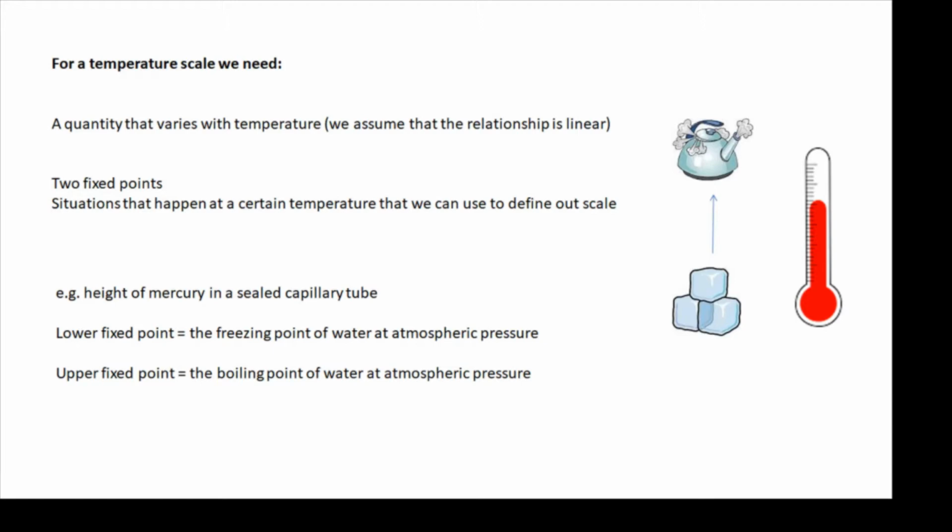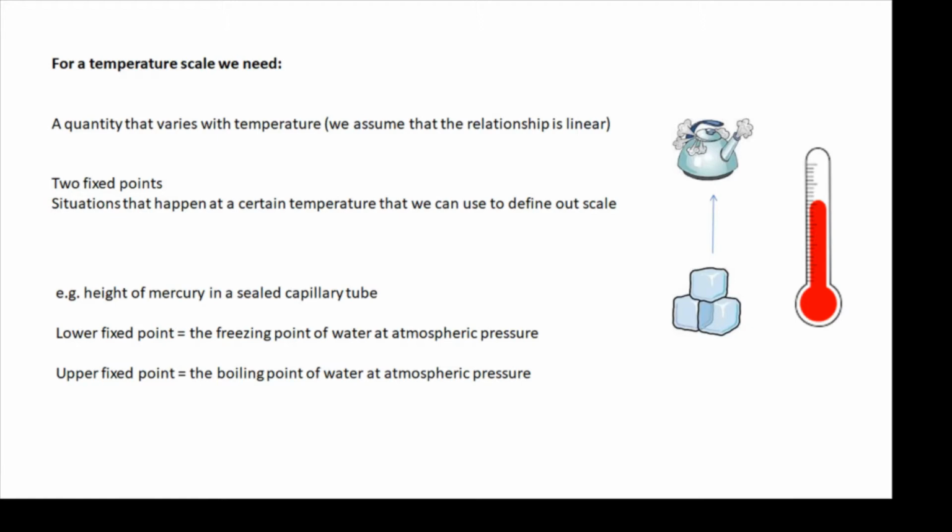We would need a quantity that varies with temperature. For example, it might be the level of some mercury in a capillary tube, or it might be the resistance of a metal, or it might be the pressure of a gas, or it might be the volume of a gas. Lots of different things you could use for a temperature scale.